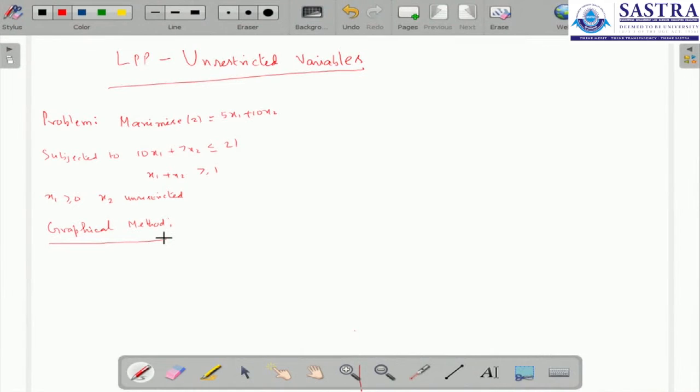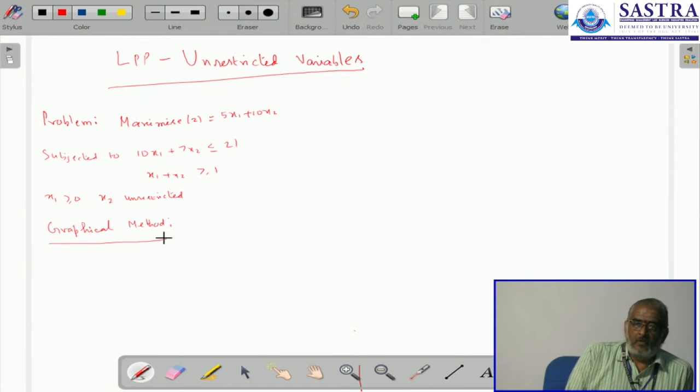Good afternoon, students. In this class, we are going to see how we can solve linear programming problems involving unrestricted variables. Earlier, linear programming problems have been solved both by the graphical scheme and by the simplex scheme by forcing all the variables to be non-negative. Now, if some of the variables go unrestricted, that means they may take either positive or negative values. How do we solve the corresponding linear programming problem? That's what we are going to see now.